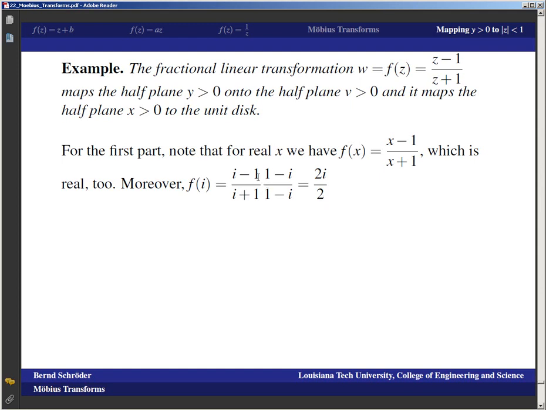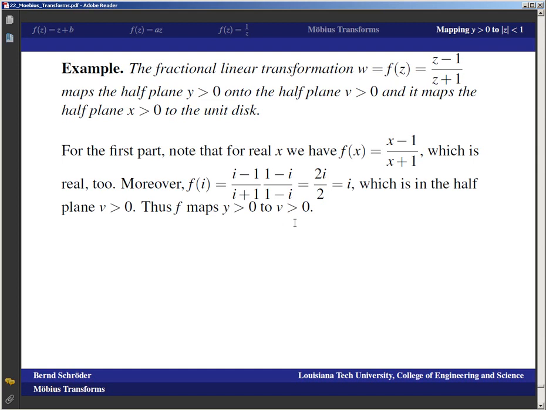And we have that negative 1 minus another negative 1. If we multiply that out, that ends up giving us no real part, and 1 times i minus 1 times negative i gives us 2i. So this really is 2i over 2, which is i, and that is in the half plane v greater than 0, and so that means that y greater than 0 goes to v greater than 0.